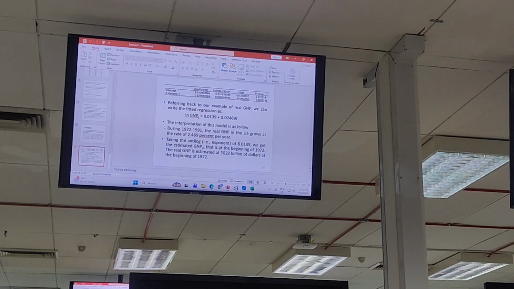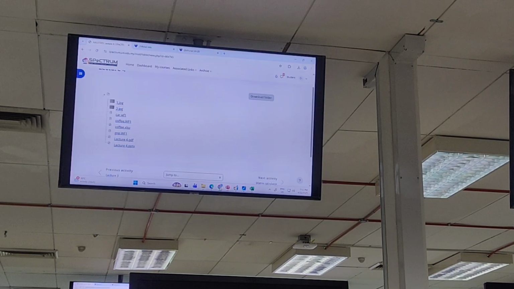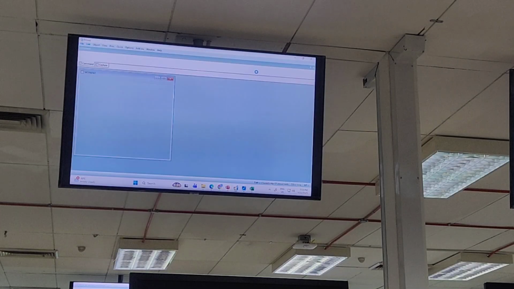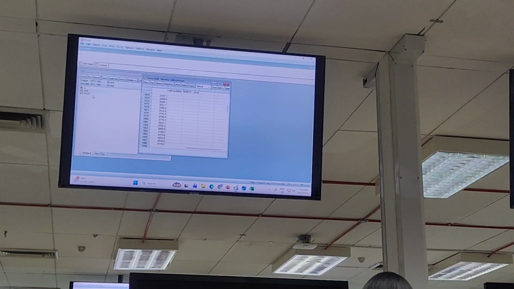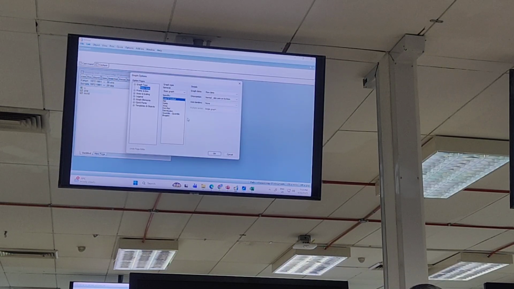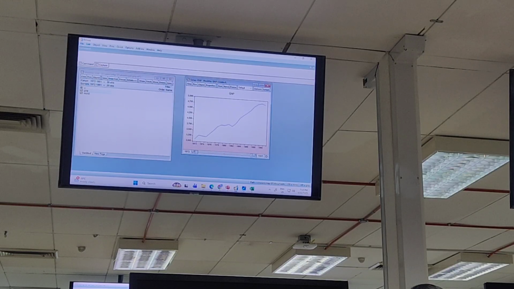So to estimate the model, you open the data GNP. So we have our data. You produce a graph, a time plot, for example a line. So you'll be able to see this. Now we want to use regression, or the model, to estimate the growth rate. So what is the average growth per year?